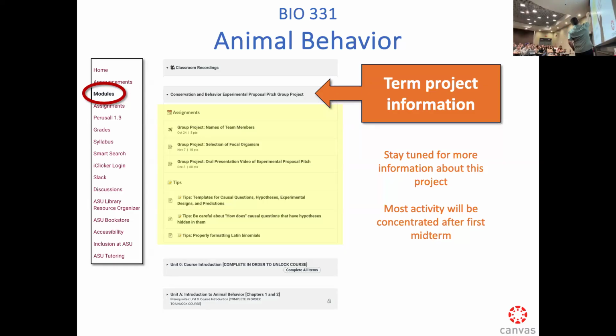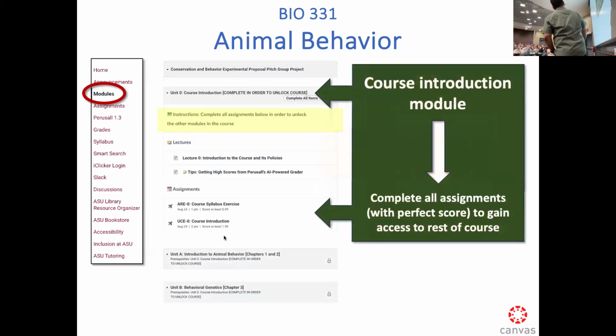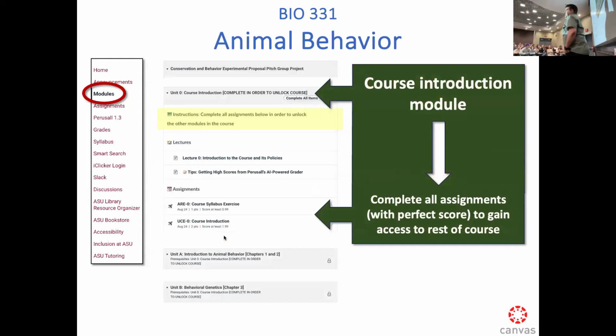So information about the group project can be found in here. You can check that out now, but you really don't have to worry about it until after the midterm, as we'll get to in a little bit. But just know that there is information up there. And then finally below that, you break down every unit, and every unit has a structure that's somewhat like this one.